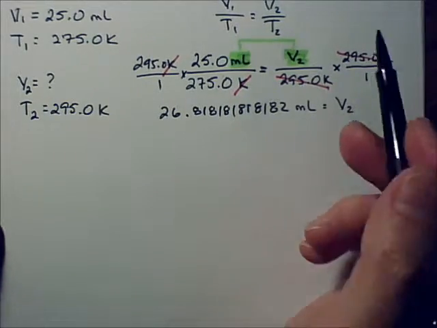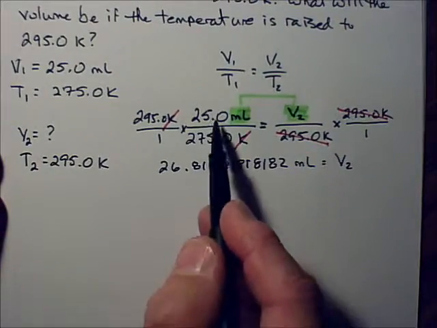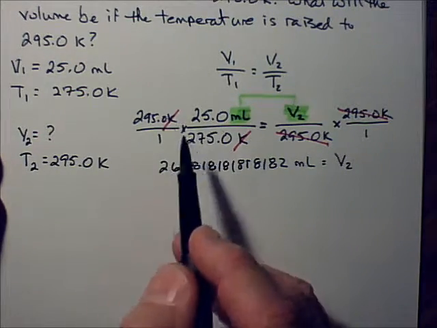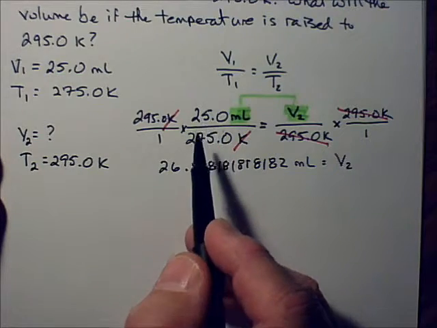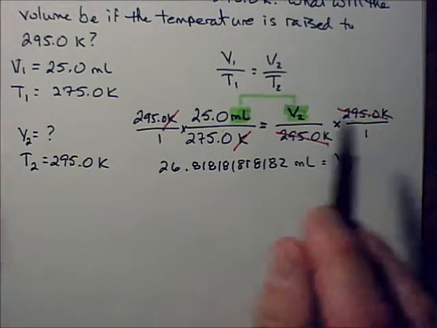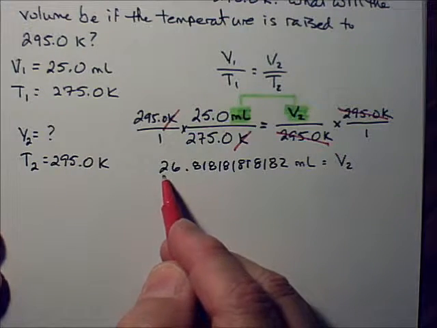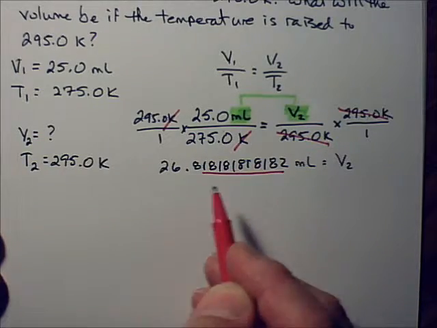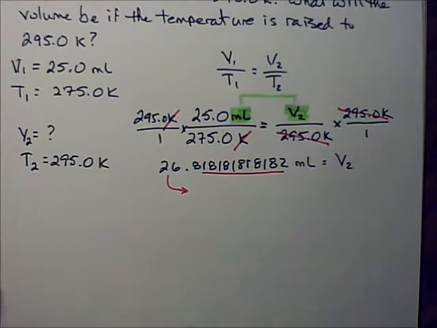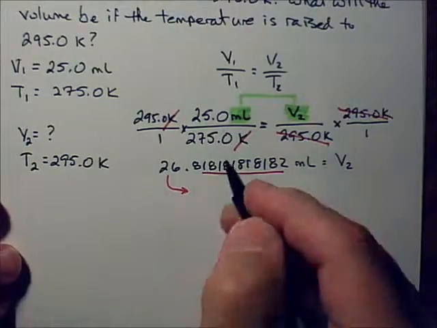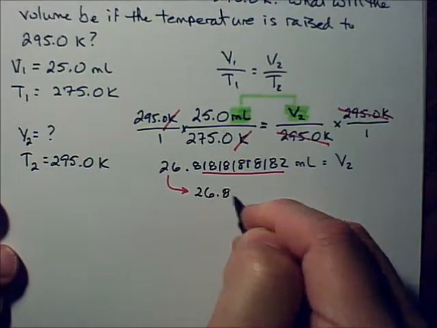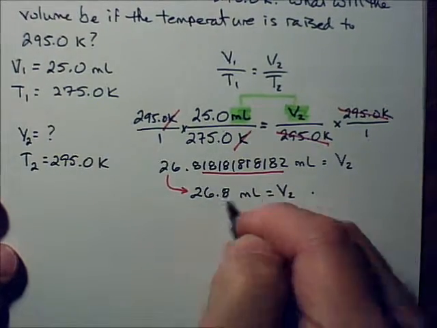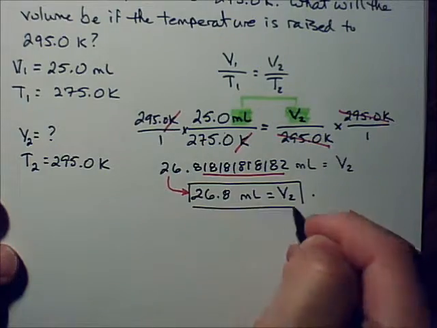We need to round this off to the correct number of digits. We look in the problem at all the measured or calculated numbers, and find the number with the least digits, and set up our final answer to have that same number of digits. Count 1, 2, 3. That's our significant digits. Underline everything after that, draw an arrow to show that we're rounding off, and write the rounded off answer, 26.8 milliliters equals V2. And a box around it to show we're done.